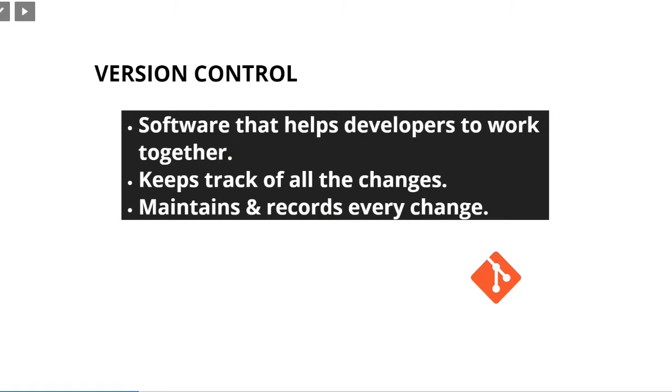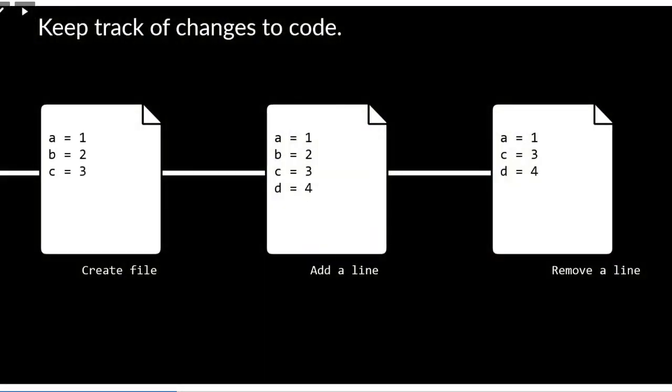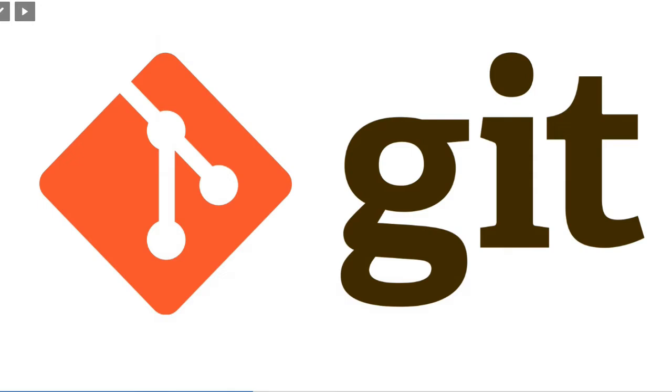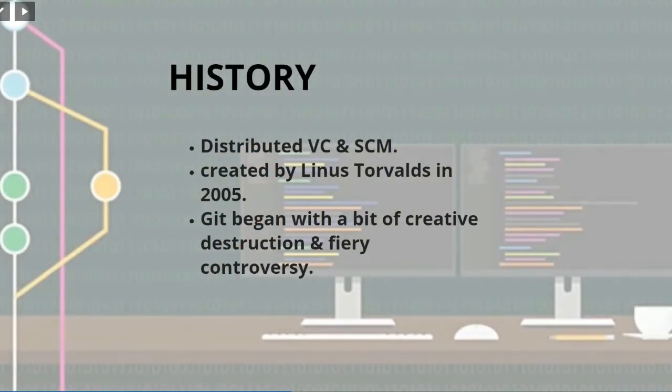Out there are many different version control software that many people are using on a daily basis. But among all of them, there's a software called Git, which is a version control tool that we're going to be using in this video. So let's look at the history of Git. As I said earlier, Git is a distributed version control and source code management system. It was initially designed and developed by Linus Torvalds, the same guy who created the Linux kernel.